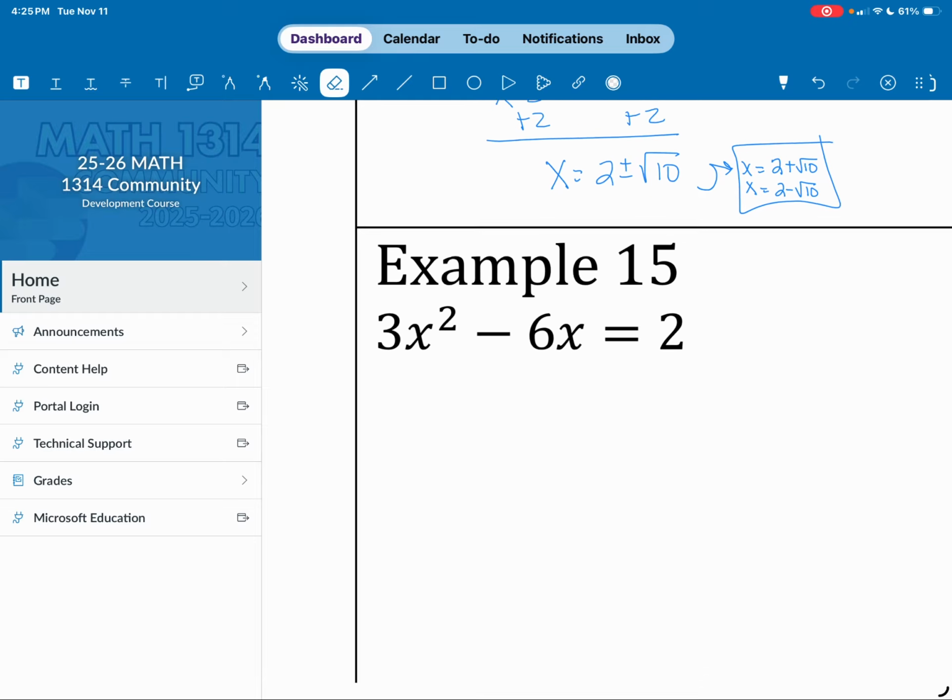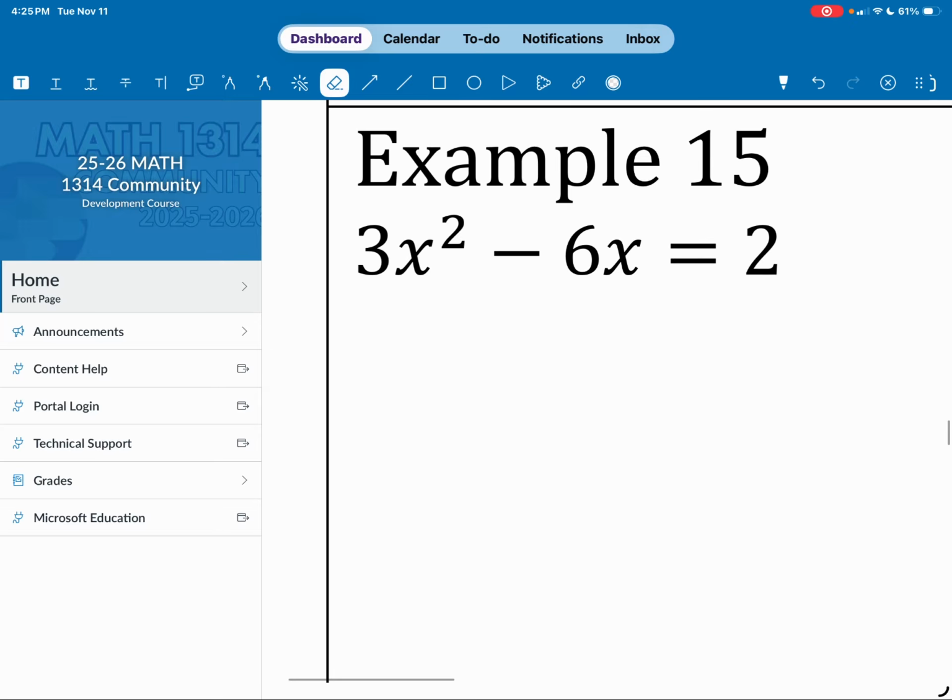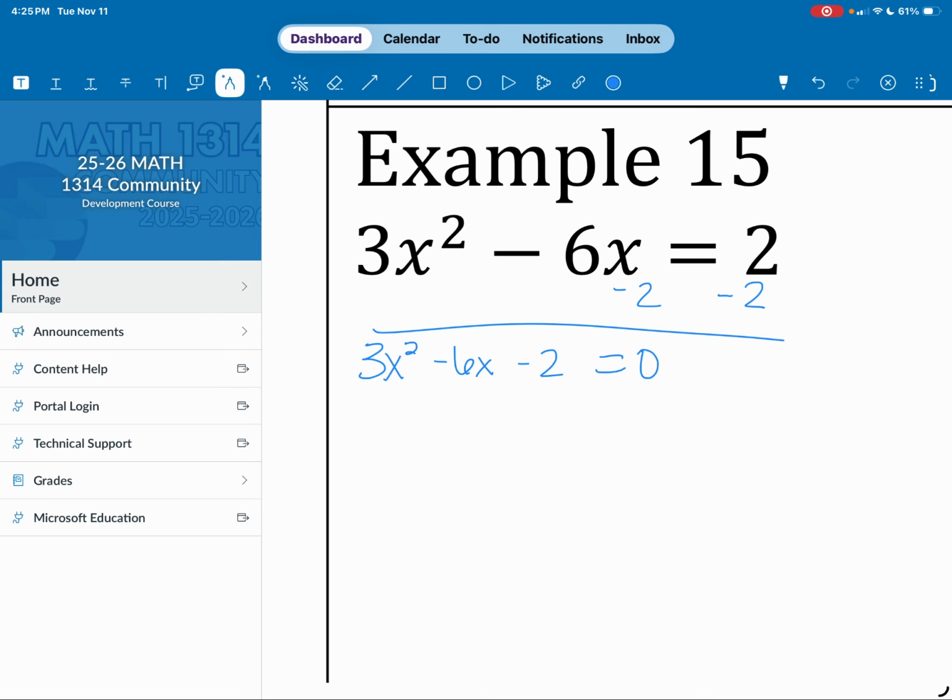All right, so on the next one, the first thing we need to do is get the 2 to the other side because that has to be on the same side. So we subtract 2 from both sides: 3x squared minus 6x minus 2 equals 0. Now, I can't have that leading coefficient there, so I'm just going to divide by 3 all the way across.